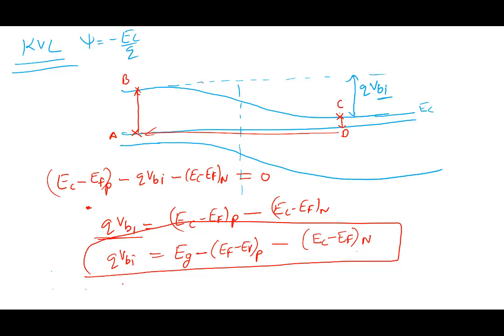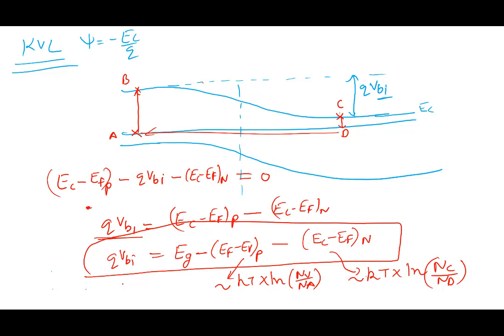Now we are going to make an assumption. I'm going to write this as EC minus EF is kT times ln of Nc by Nd. And we said this is equal to kT times ln of Nv by Na. We're going to write this. Now we are making an assumption here, because this is not always true. These expressions are not always true.